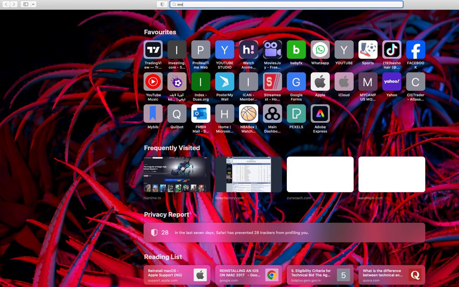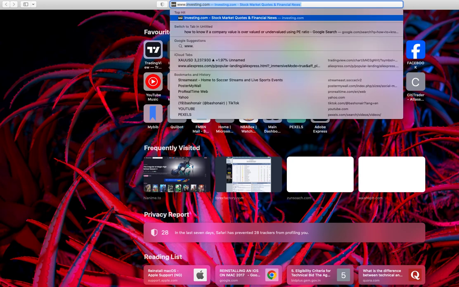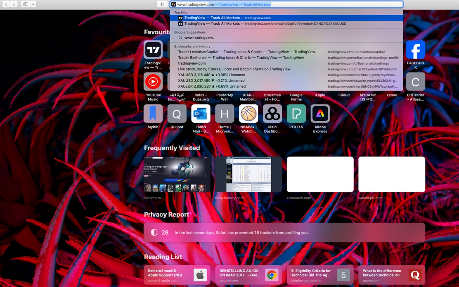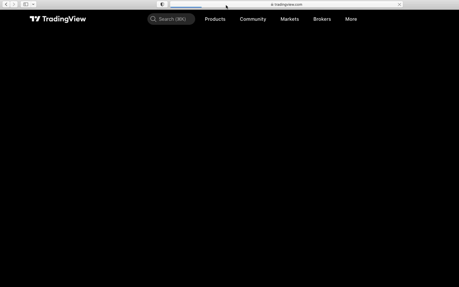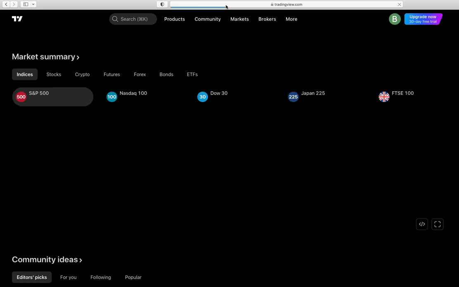Okay, just search www.tradingview.com and click on enter. If you have a good network, it's going to come up immediately, and if it doesn't come up immediately, that means your network is very, very poor. All right, this is how it comes up when you're using your system or your iPad.